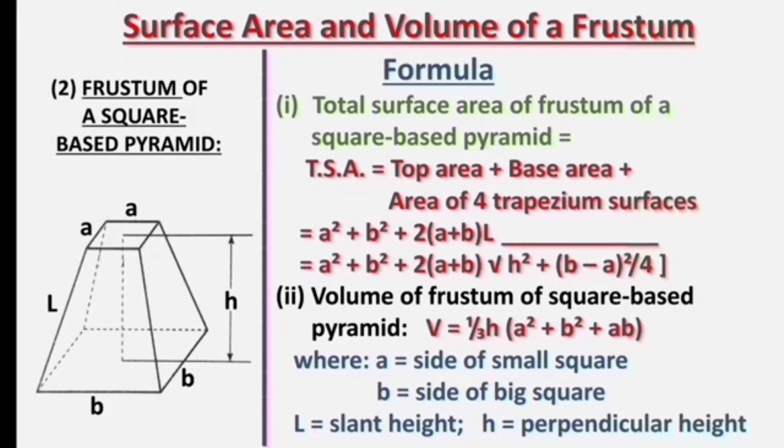The frustum of a square-based pyramid has a small square surface at the top, a big square surface at the bottom, and 4 trapezium surfaces around it. The side of the small square is A, the side of the big square is B, the slant height is L, while the perpendicular height is H. Here are the formulas for the total surface area and the volume of the frustum of a square-based pyramid. Please take note of these formulas.